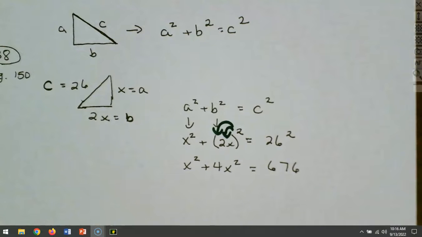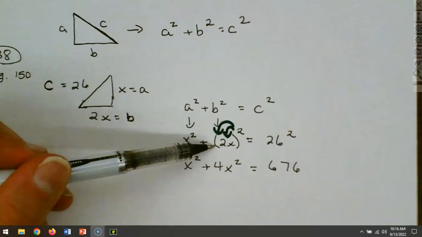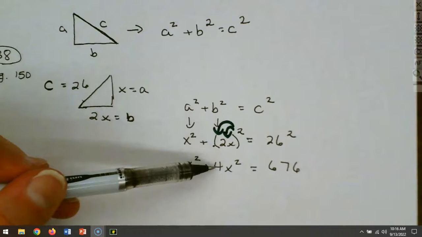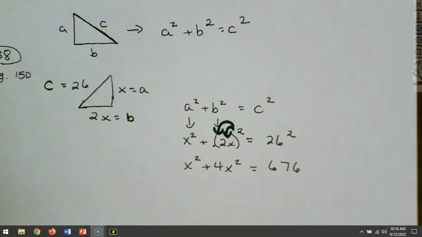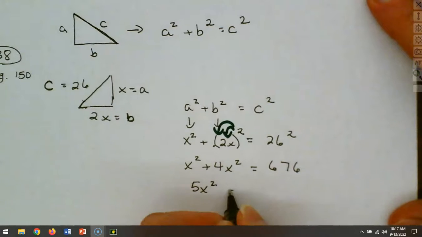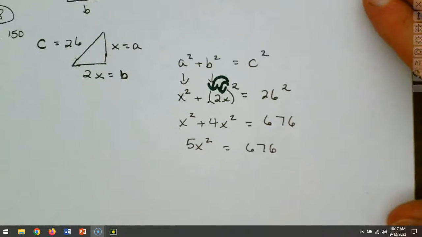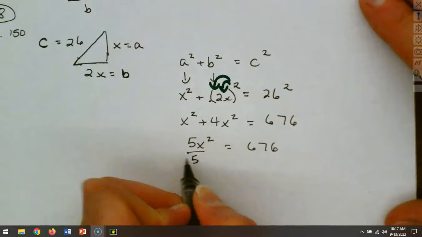Where do students make a mistake? It's right here. Because I know from past experience what students are going to write down: 2x squared. It's not 2x squared. Make sure you use the parentheses and distribute through. It's 4x squared. Now, we've learned how to handle this from 1, 4. We're going to combine these together, and that's going to make it 5x squared equals 676. We're going to divide by our 5.